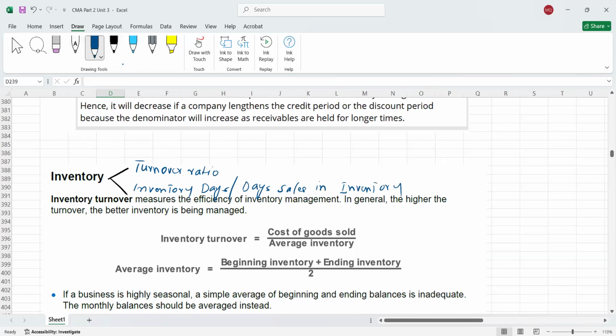By the way, as I told you earlier, because the connection I have already created means the same concept you will apply. Just now you are dealing with inventory. That's the difference. So inventory turnover ratio will give you the answer in times always, like receivable turnover. And this inventory days or days sales in inventory will give you the answer in days or weeks.